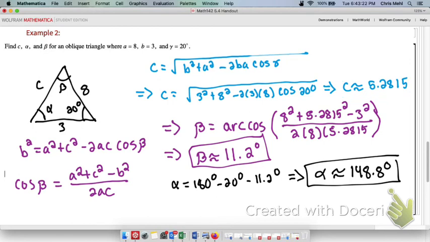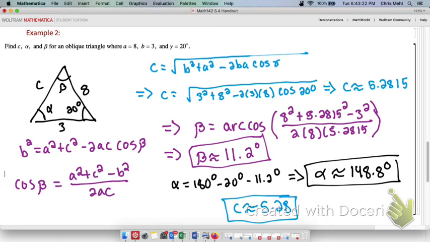And of course, actually at the bottom, why don't I round c to 2 decimal places? I get 5.28. Okay, so when you draw the pictures, they're just guides to help you. Obviously when you draw them, they're not always going to be accurate. That's okay. But in this case, we first solved for c and got 5.28 to 2 decimal places. Then we solved for beta and got 11.2. And then we solved for alpha and got 148.8.